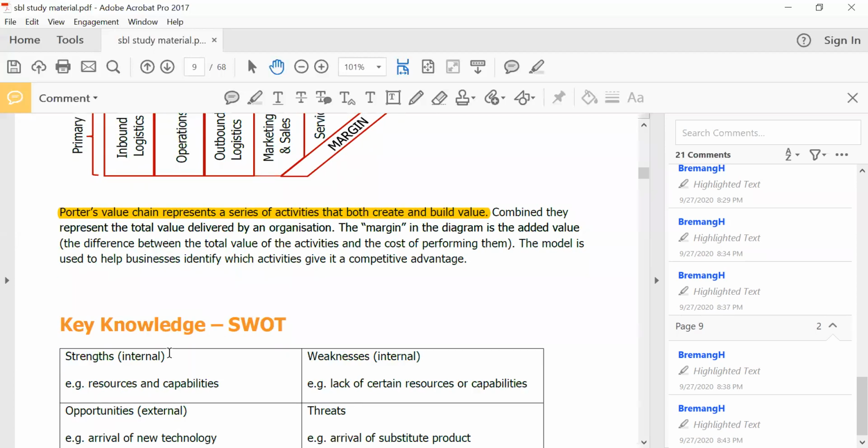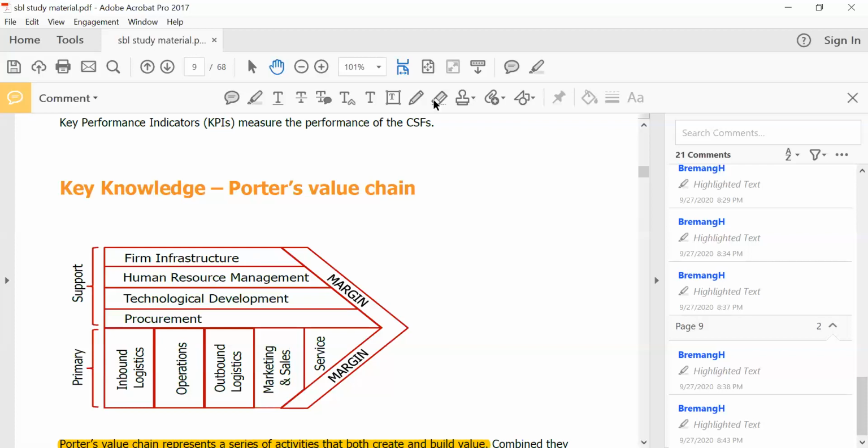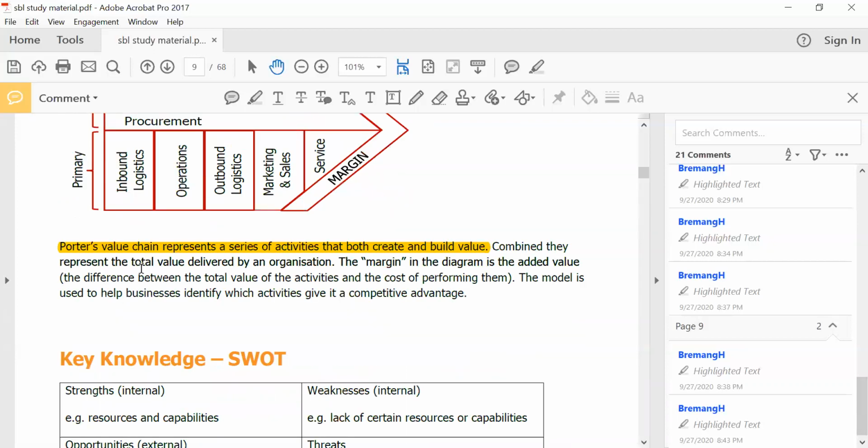The margin in the diagram is the added value. The margin in the diagram, as you can see here, represents what? Value, right? So if you look at all these perspectives, if it is well done, it will create value for the company. That's what Michael Porter is saying. It is the difference between the total value of the activities and the cost of performing them. So it is like the revenue and the cost will give you a profit, and the profit here is margin. There's an increase in profit if you are looking at creating value.